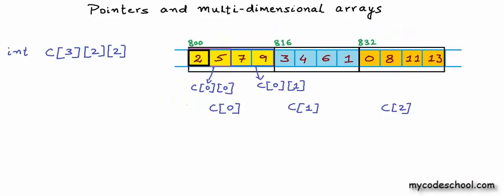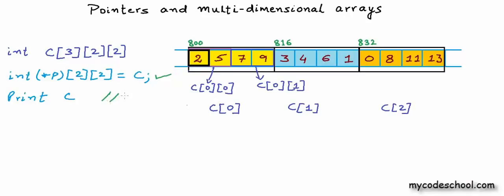This time just using the array name C will give us a pointer to a 2-dimensional array of integers of size 2 cross 2. So we can write a statement like this: I have declared a pointer to a 2-dimensional array of integers of size 2 cross 2 here. The name of the pointer is P. If I would just print P or C here, and I'm not writing the complete printf statement once again, my output will be 800.